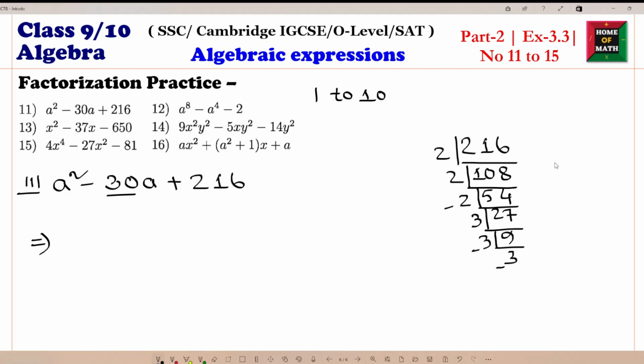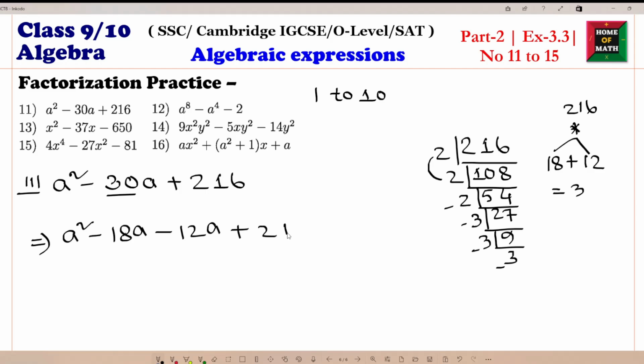9 times 2 is 18, right? And here 2 times 2 is 4, 4 times 3 is 12. Look, once we add these we will get 30, and once we multiply we will get 216, right? So a square minus 18a minus 12a plus 216. The main important thing in this math is to separate the two numbers, right?